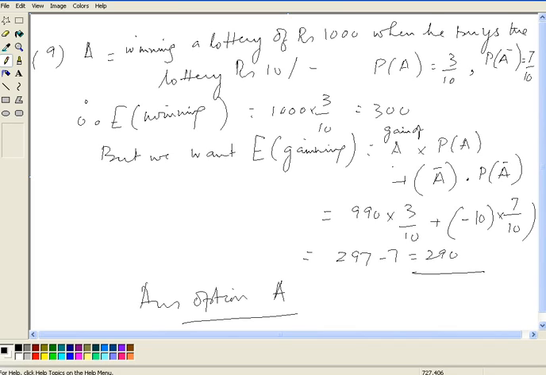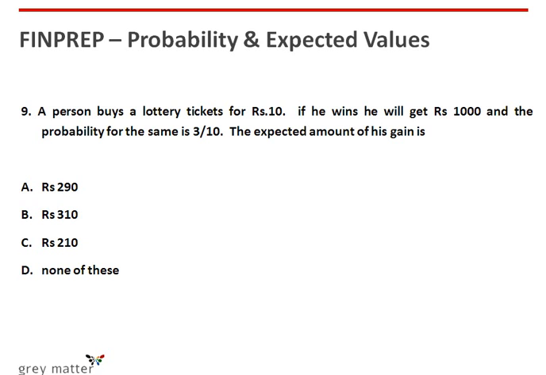Probability of winning is 3 by 10, whereas that is also added with, if he were to lose, then he has to lose minus 10. That is 10 rupees he would have lost, which we represent as minus 10. The probability of losing is 7 by 10. So his expectation of gaining is 290. So the answer is option A. Going to our PowerPoint presentation, it is option A, which reads as rupees 290. The expectation of his gain is 290.